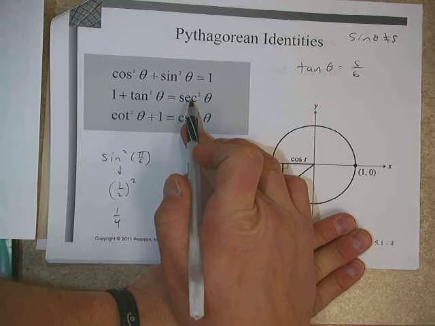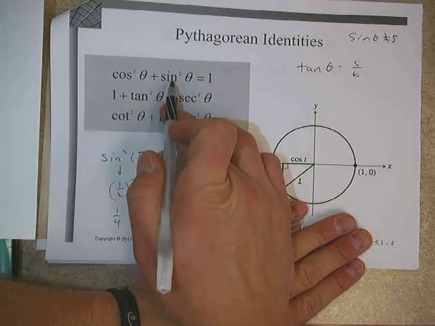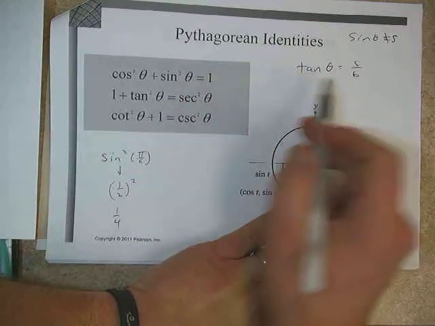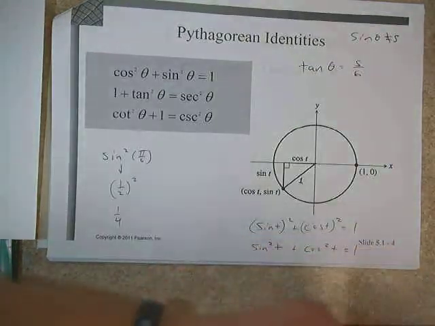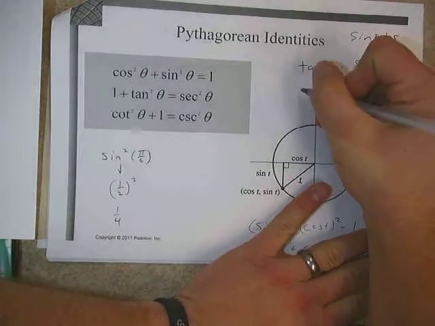So the question is then, how do I find other trig values if I know one trig value? Well, couldn't I plug it into this and find secant? And if I knew secant, wouldn't I also know cosine? And if I knew cosine, couldn't I use that to find sine?